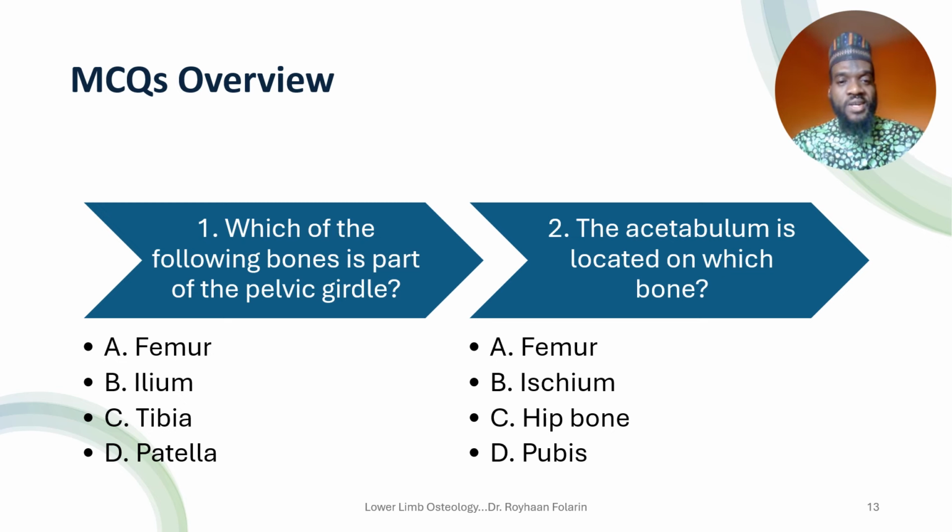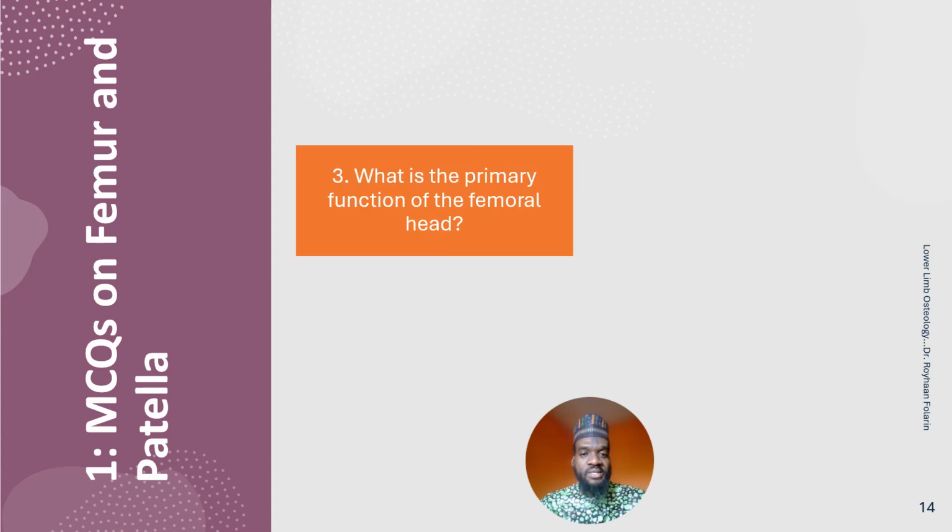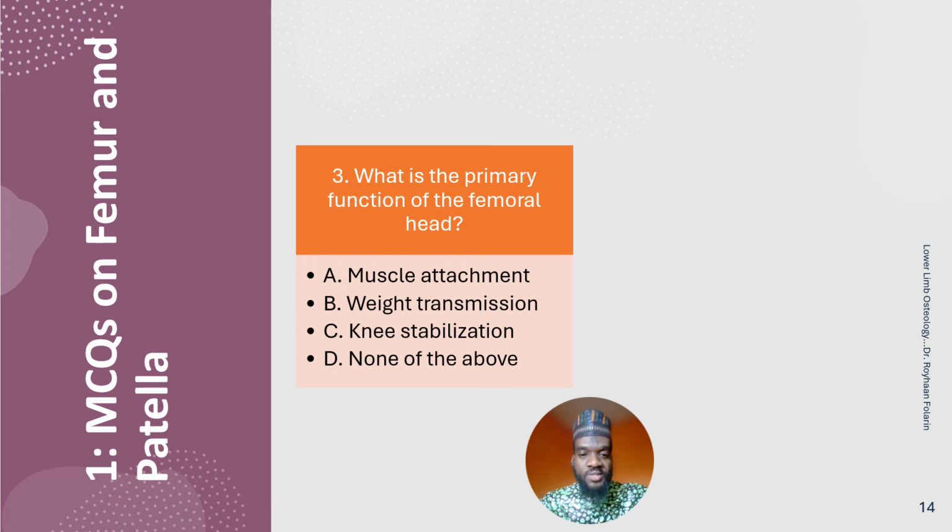Think of this very well. Okay. And then I have another question on the patella. So what is the primary function of the head of the femur? Is it for muscle attachment, weight transmission, knee stabilization, or none of the above?